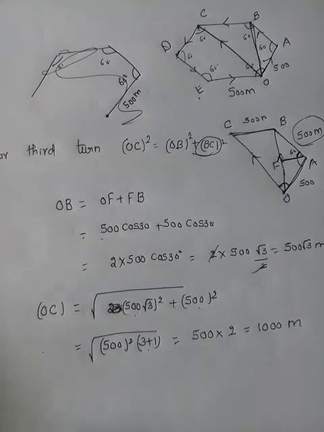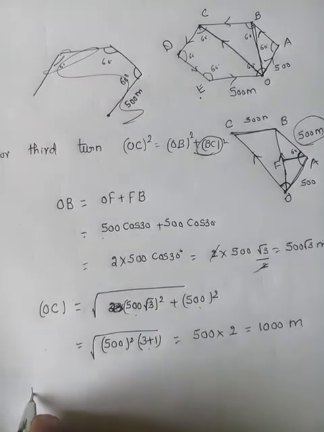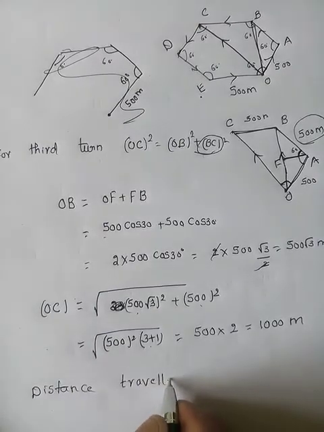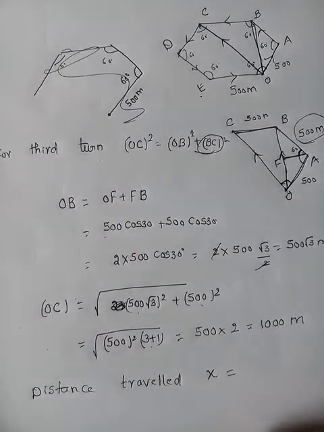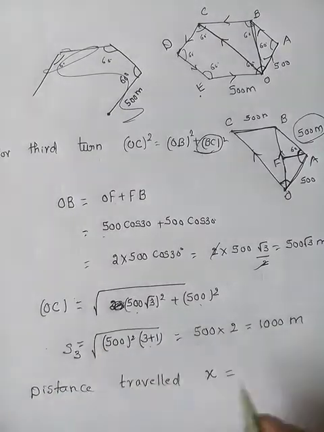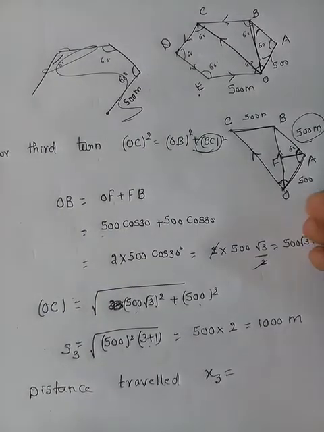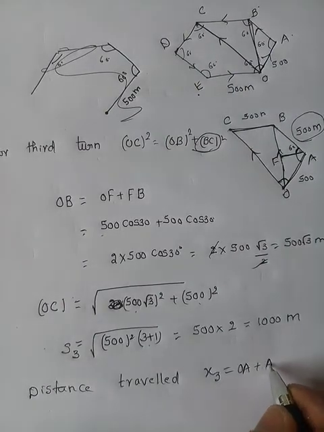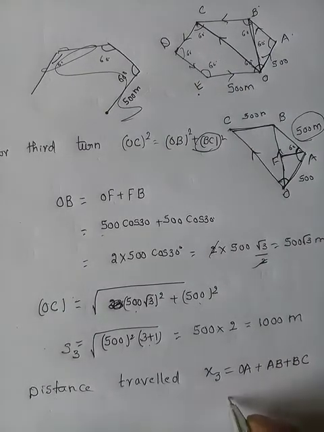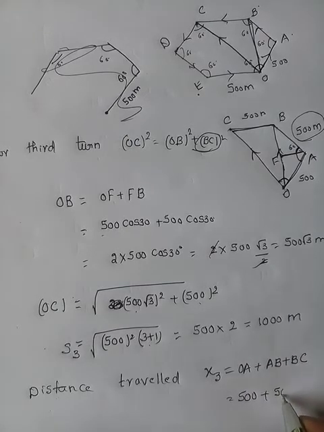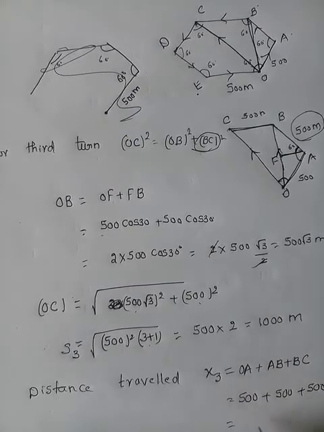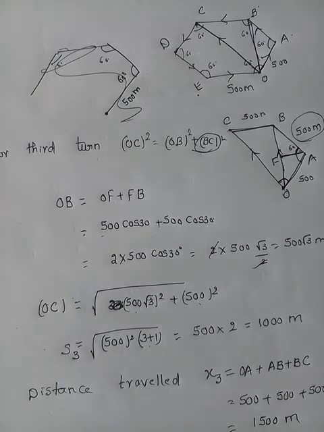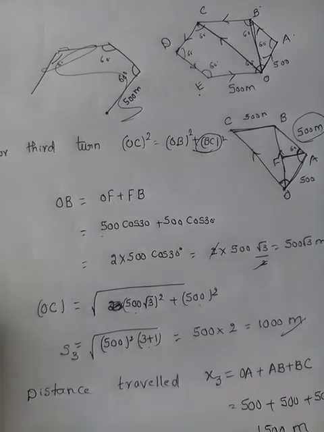Okay. Next one. First, distance travelled. Distance travelled X3 is equal to what? It travels from O to A to B and B to C. So, OA plus AB plus BC. O to A is 500, A to B is 500, B to C also 500. So, total 1500 meters. So, the distance travelled for the third turn is 1500 meters and displacement is 1000 meters.